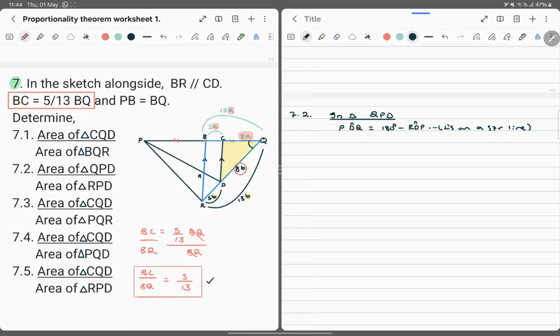It is important to do this, guys, because we will use this RDP for the smaller triangle.